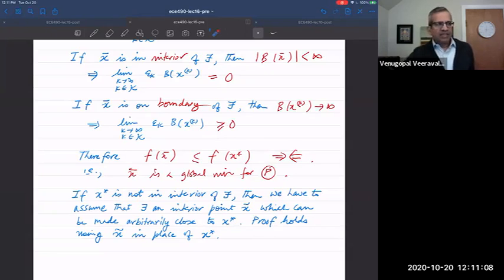So basically, what this is saying is that if you apply the barrier method, you can hope to get very close to x star if it's on the boundary, but you can never get to x star. Not quite exactly equal to x star. Okay.